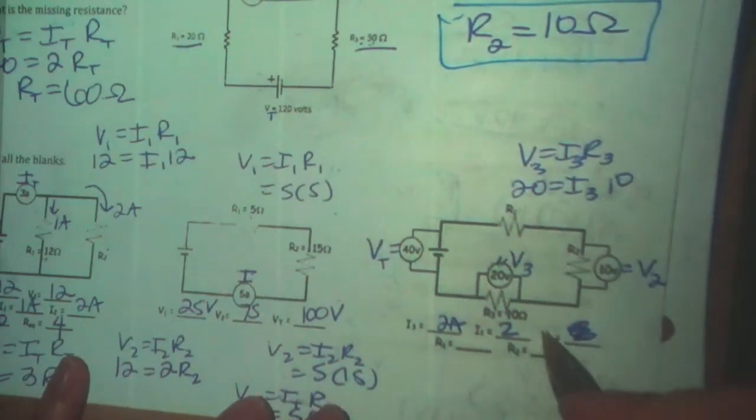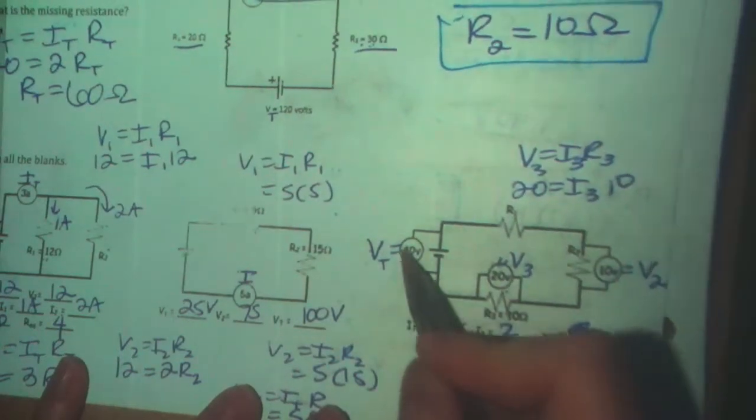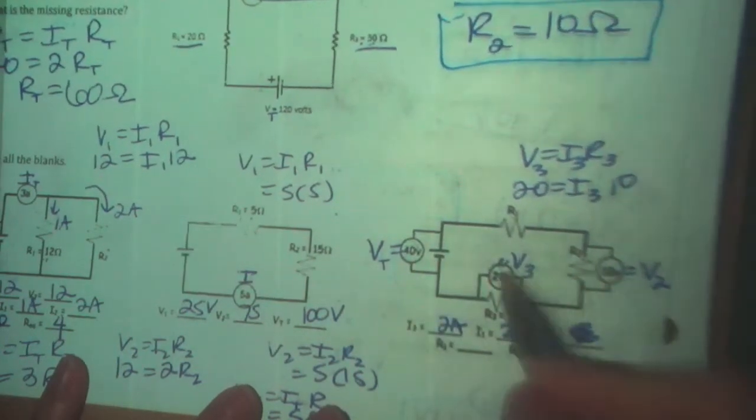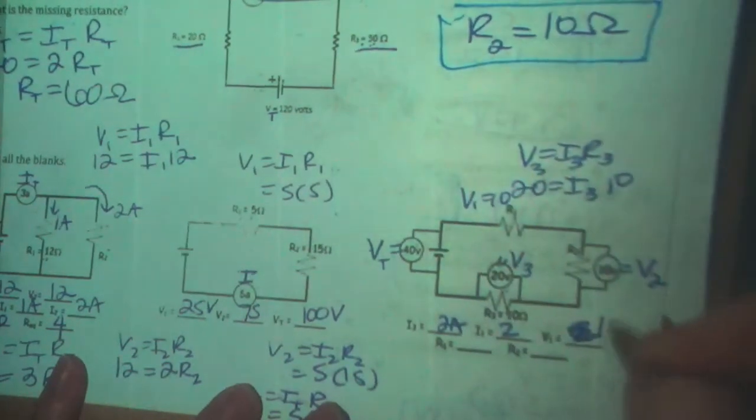Next is asking for V1. Well, we know our voltages add up to the total voltage. So if my total voltage is 40 volts and then these two drop 30, that means this one has a voltage drop V1 of 10. So it should be a 10 volt.